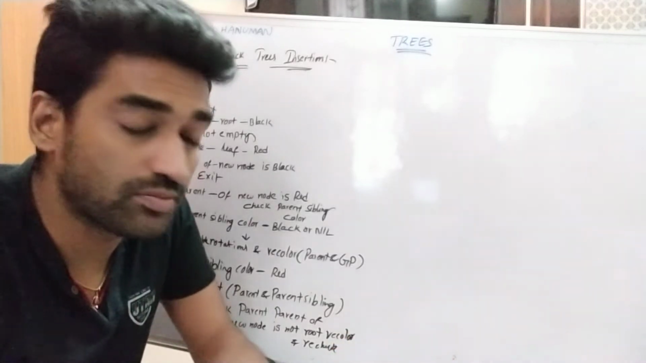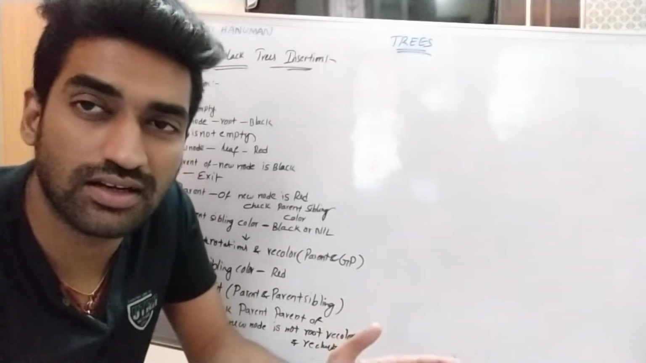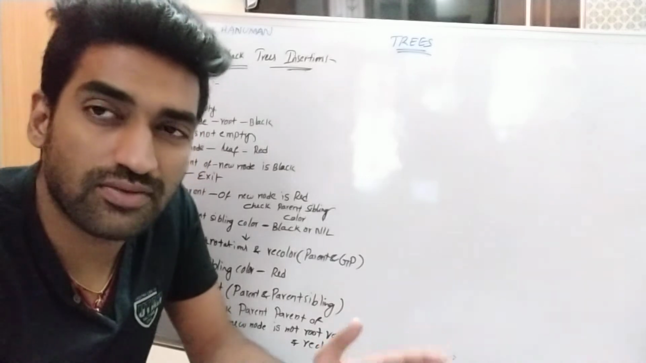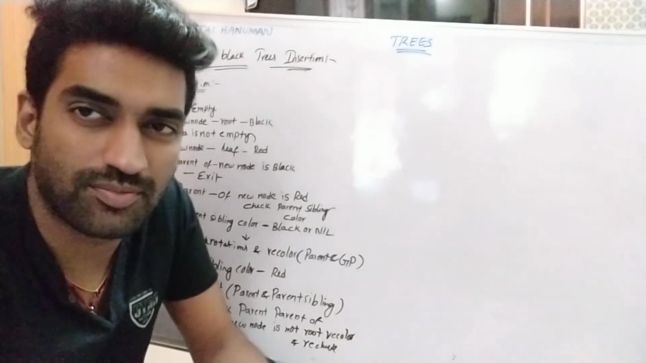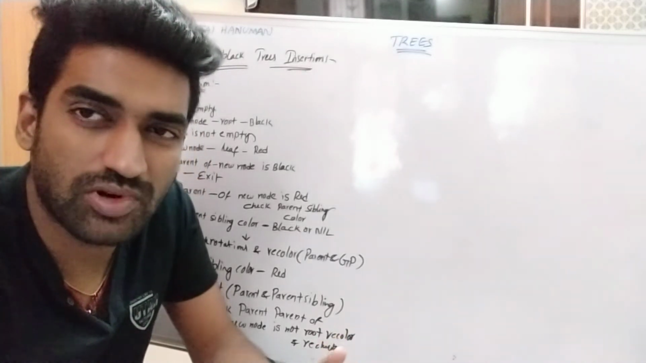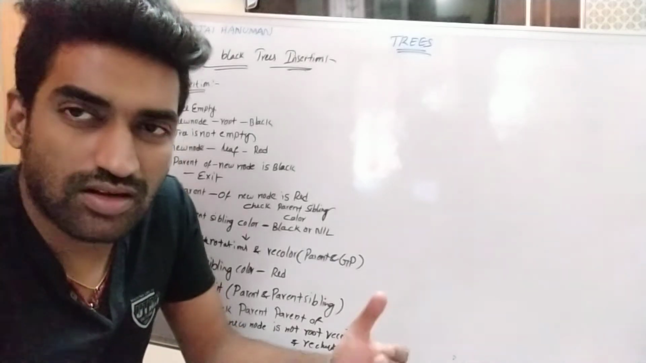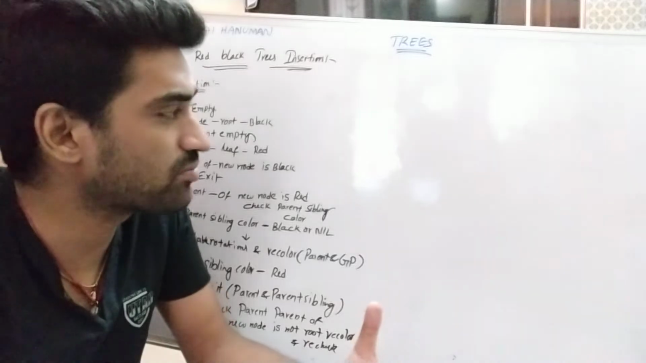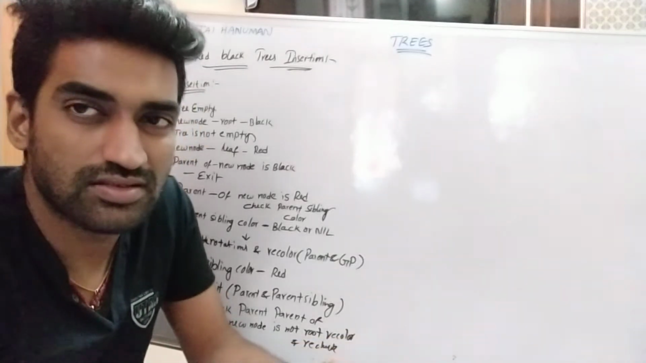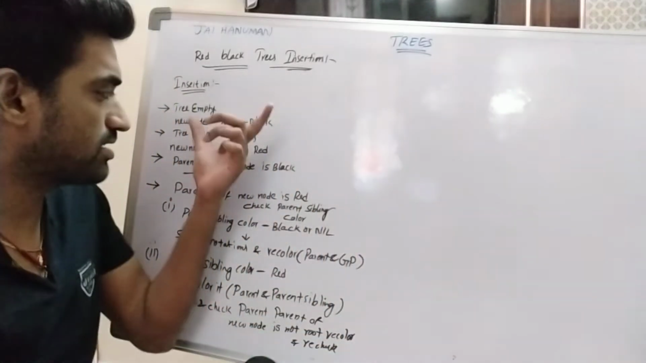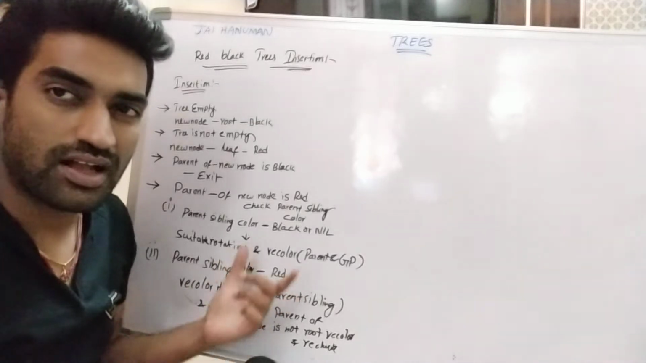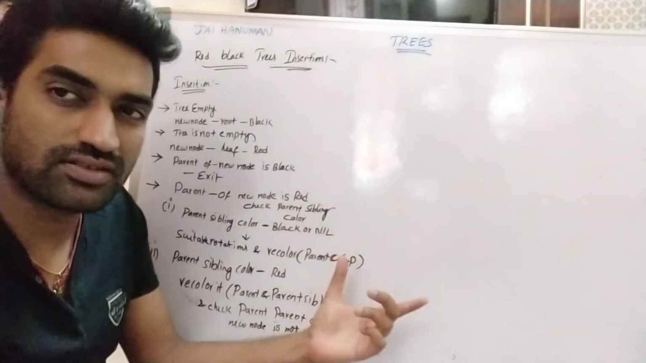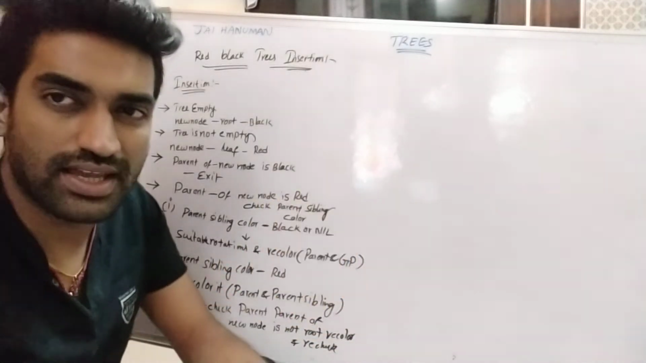Yes, hi friends. In the previous session, we already discussed the properties for insertion operation in red-black trees, right? So based on those properties, how to construct a red-black tree? Here I am taking some elements, and based on the red-black tree properties, I am constructing a red-black tree for those elements, right?